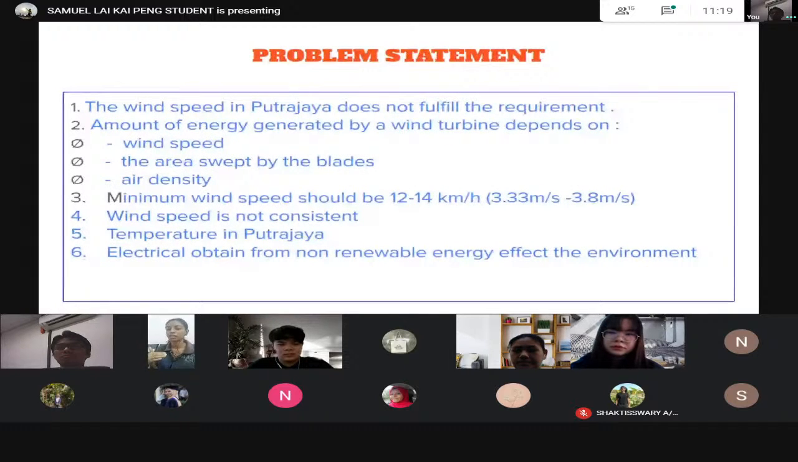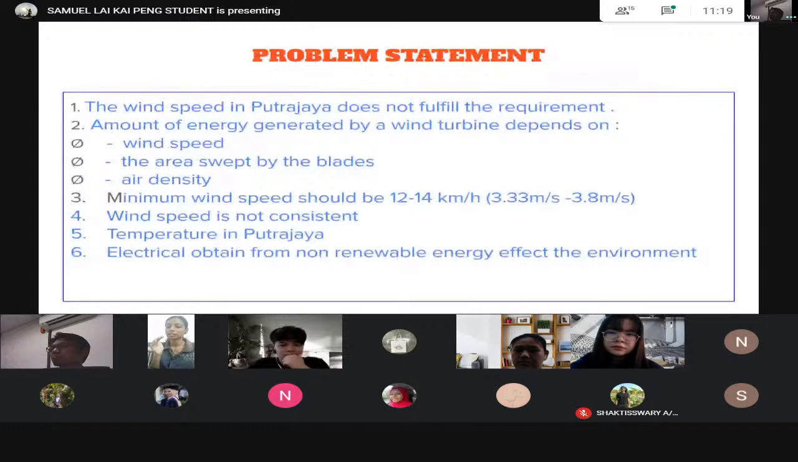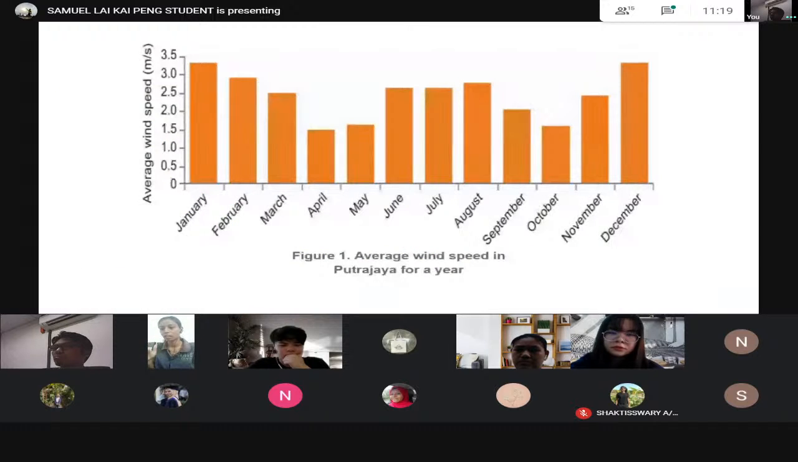Next, the wind speed is not consistent, as you see in the previous figure that I have shown. The wind speed drops drastically from January to April, which means it's not consistent. It goes down, up, down, and up. It's not consistent at all. For the production of electricity, wind speed consistency is very important.